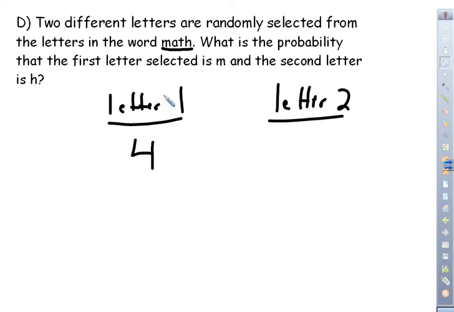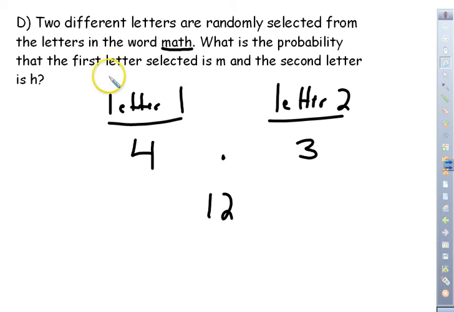Okay. So what is the probability? Well, 4 possible letters. So there's 4 for the first letter. What is the probability for the second letter? Well, there's only 3 of them. Okay, so again, 2 different letters are randomly selected from the word math. The first letter drawn is again 4 possibilities. The second letter drawn, there are only 3 possibilities. So a total of 12, because you're going to multiply that together, 4 times 3, 12 possibilities.